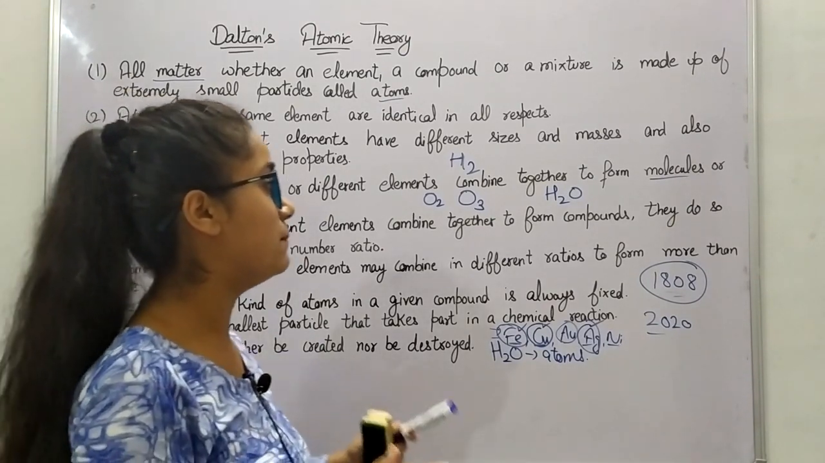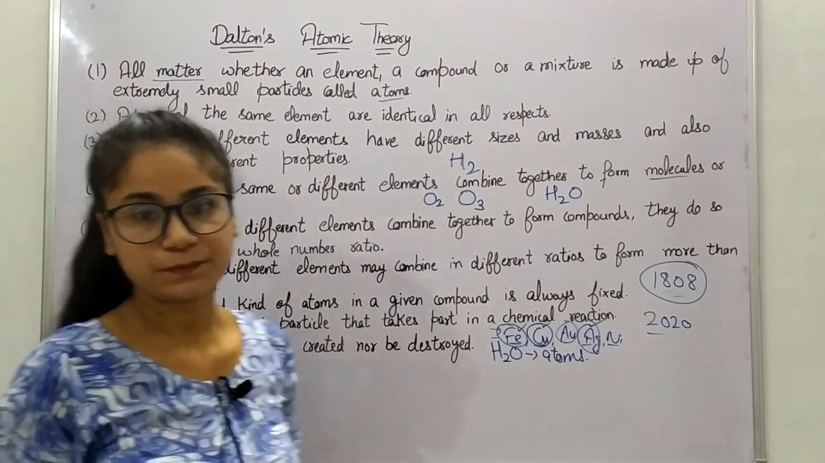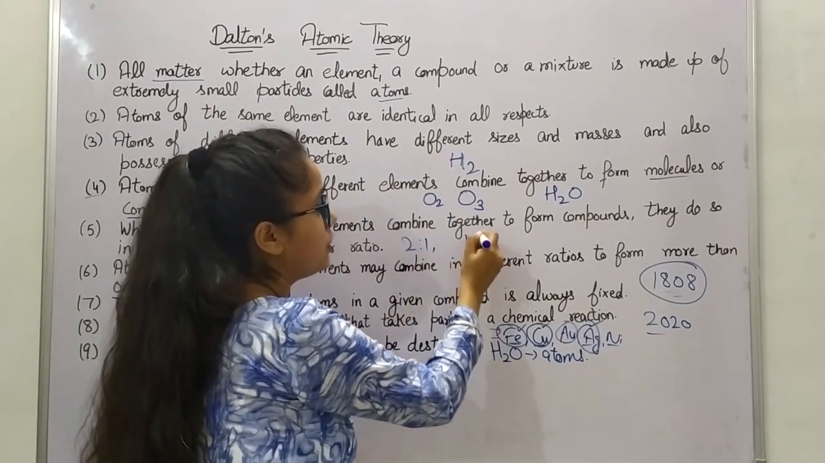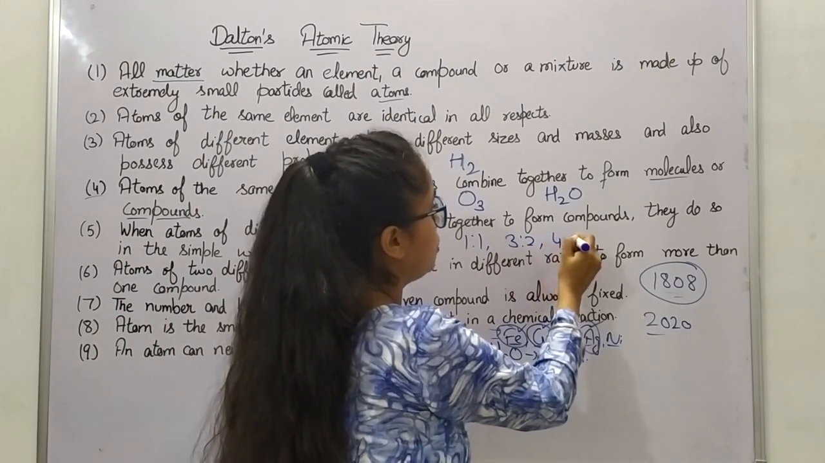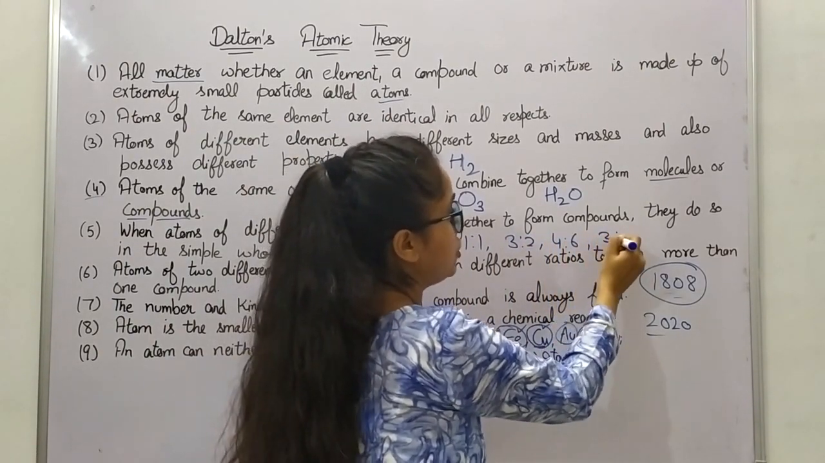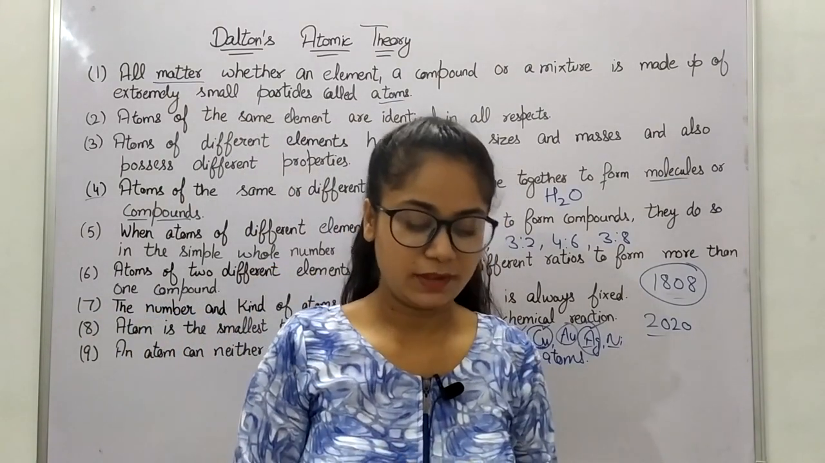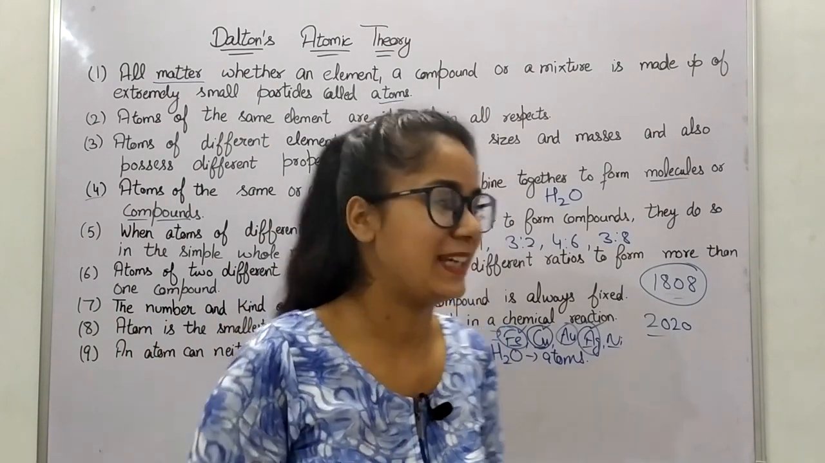together to form compounds, they do so in a simple whole number ratio, like 2:1, 1:1, 3:2, 4:6, 3:8, any kind of ratio, but that should be a whole number. Well, if you want to know what a whole number is, then you should go for the mathematics, okay.